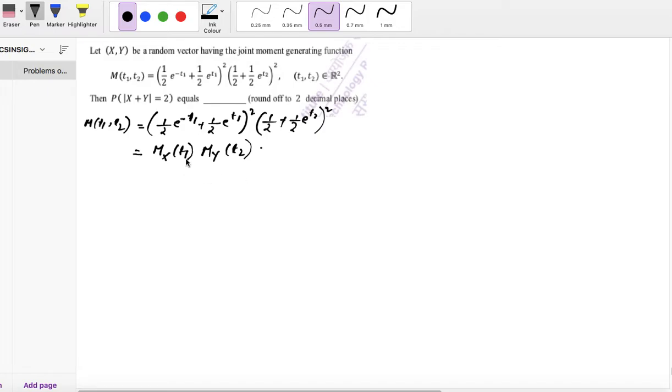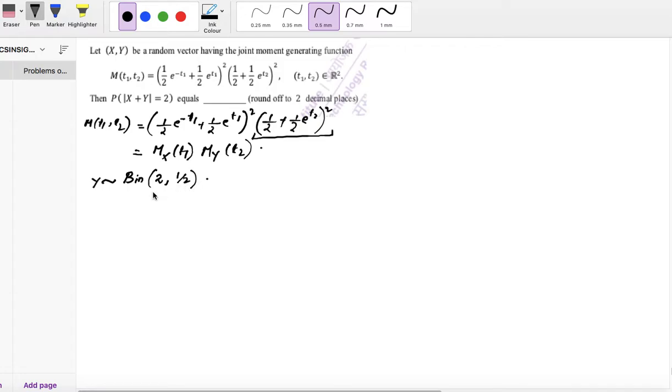As you can see, this part of the MGF is in the form of (q plus p) to the power n, so Y would follow a binomial distribution. What would be n? It would be 2. What would be p? It would be half.